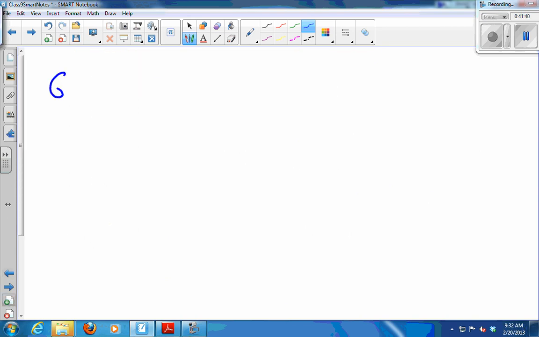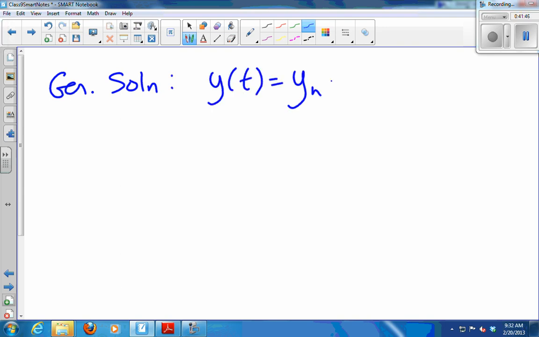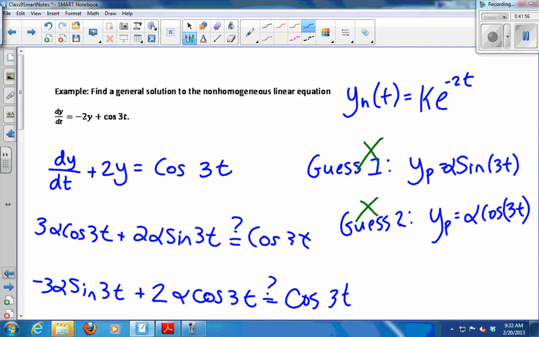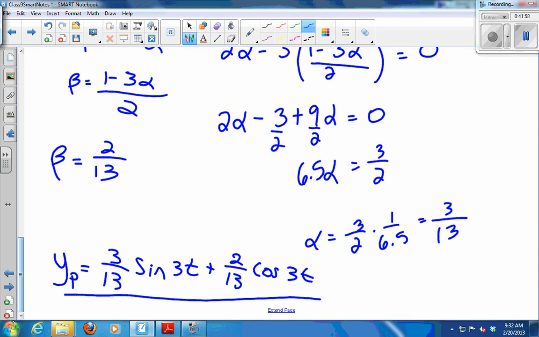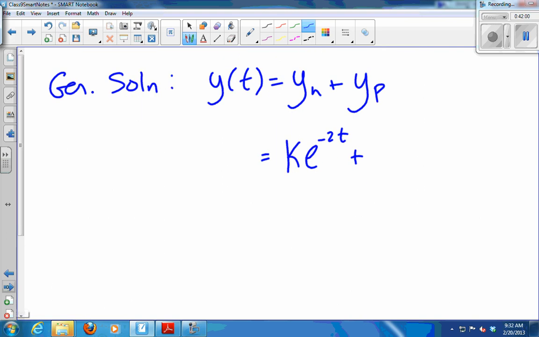Okay, so my general solution will be y of t equals y sub h plus y sub p. And then my particular solution, can't remember, 3/13 sine 3t.